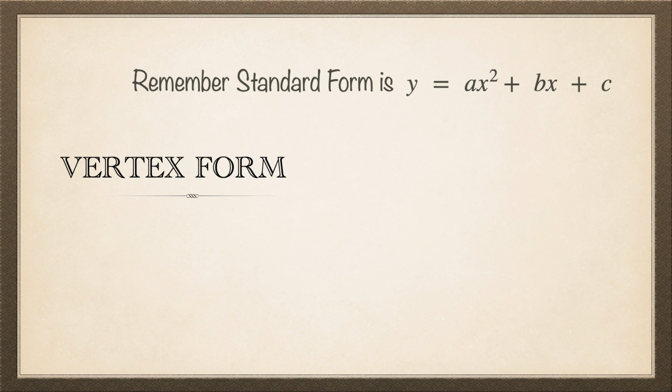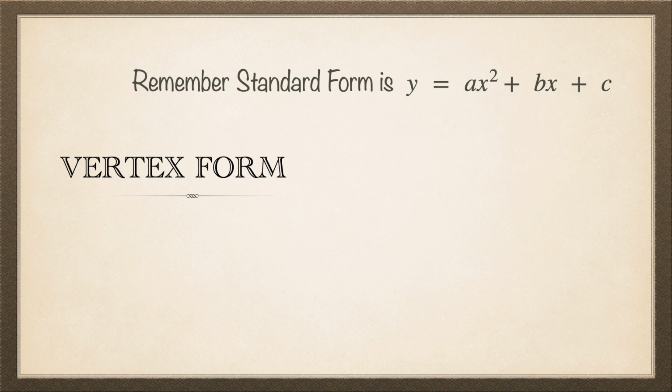Now, what do I know from the standard form? Well, remember, I can tell if it's an upward or downward parabola by looking at the value of a. If a is positive, it's going to be an upward parabola. If a is negative, it's going to be a downward parabola. I can also tell what the y-intercept is. The y-intercept is going to be c. And those are the things I can tell from standard form.